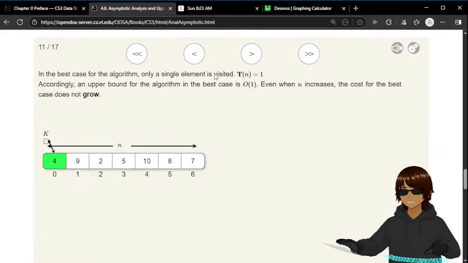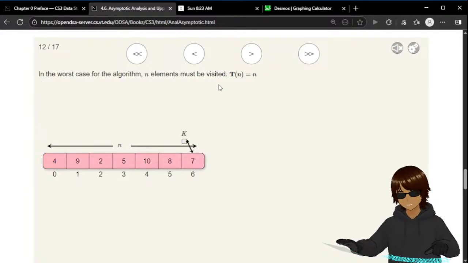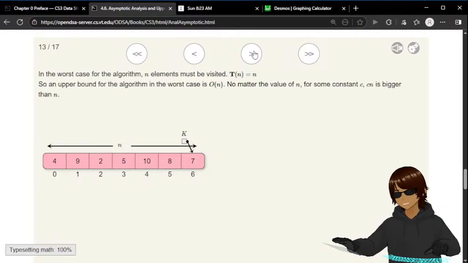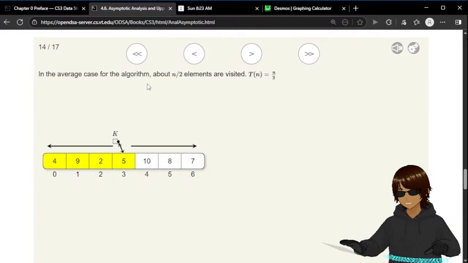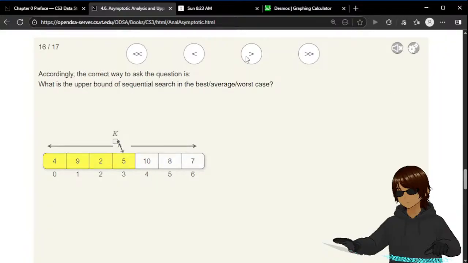In the best case, only a single element is visited, so Tn is 1. Accordingly, an upper bound for the algorithm is the best case, O(1). Even when n increases, the cost of the best case does not grow. In the worst case, n elements must be visited, so we have Tn = n. So an upper bound for the algorithm in the worst case is O(n). No matter what the value of n, for some constant c, cn is bigger than n. The average case for the algorithm is about n over 2, so this is also O(n).